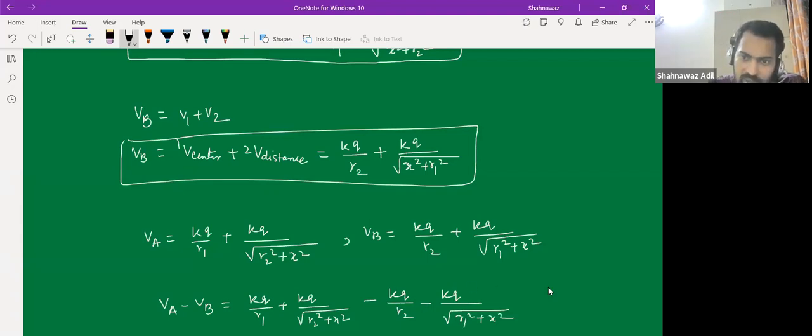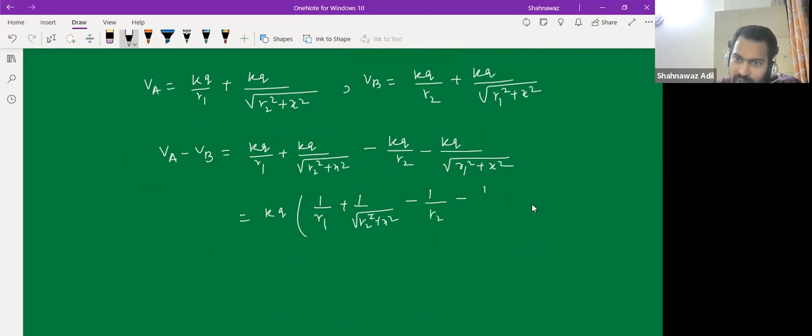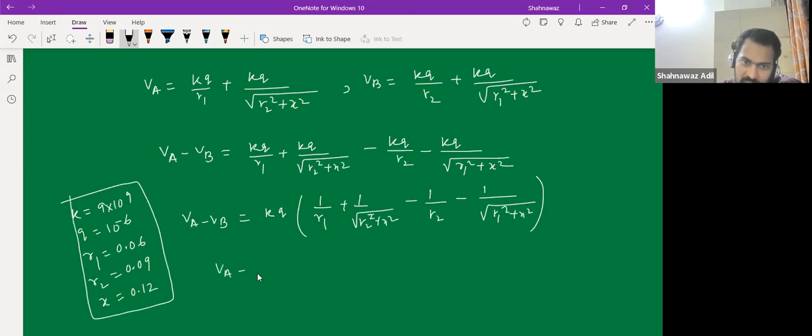So what you guys do is that KQ is common. So we have 1 by R1 plus 1 by root of R2 square plus X square minus 1 by R2 minus 1 by root of R1 square plus X square. You guys have all the values, right? K is 9 into 10 to the power 9. Q is 10 to the power minus 6. R1 is 0.06. R2 is 0.09. And X is 0.12. So plug in all the values and calculate VA minus VB.